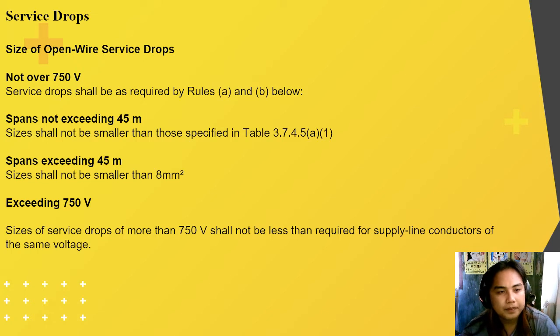So service drops. Sizes of open wire service drops not over 750 volts. Service drops shall be as required by rules A and B below. For spans not exceeding 45 meters, sizes shall not be smaller than those specified in the table. For spans exceeding 45 meters, sizes shall not be smaller than 8 square millimeters. For those exceeding 750 volts, sizes of service drops shall not be less than the required supply line conductors of the same voltage.